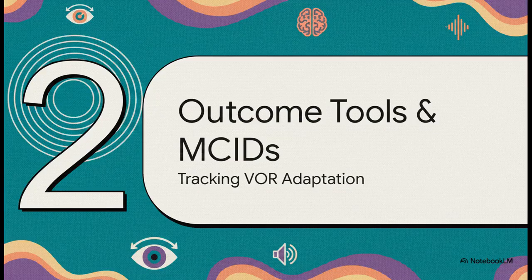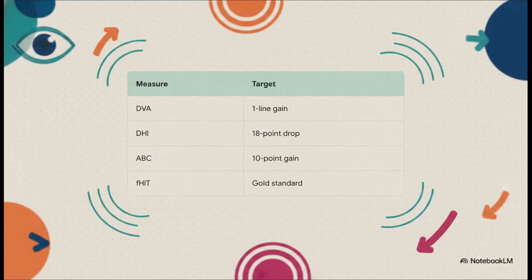Moving on to part 2, let's look at the actual outcome tools and MCIDs. Now, what's really interesting about this is the exact minimal clinically important differences, or MCIDs, you need to target at that 6-week mark. For dynamic visual acuity, a one-line gain at retest is a meaningful functional response. For the Dizziness Handicap Inventory, or DHI, an 18-point reduction is your published MCID. Looking at the ABC scale, you want a 10-point improvement to show they are sitting under that 67% falls risk threshold. And hey, if your clinic has the equipment, the functional head impulse test, measuring visual acuity during the impulse, is absolutely your gold standard here.